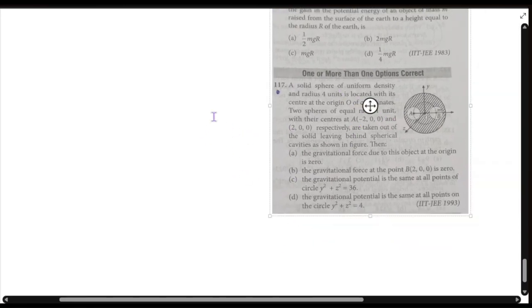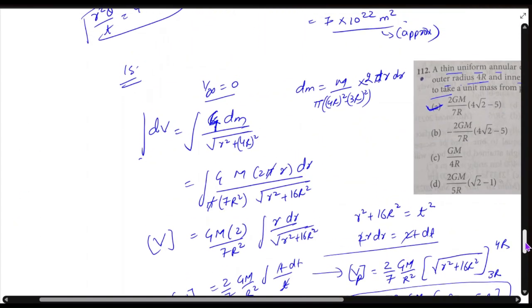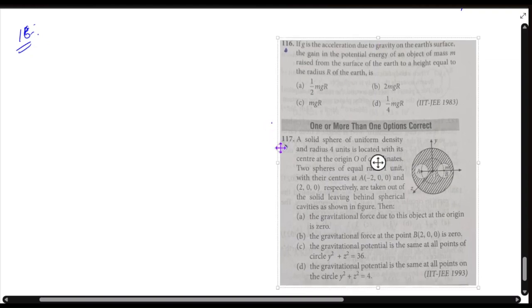Okay. So we have the 16th and 17th questions, both are here. Yes. So if g, let me stretch it a bit so that it will be visible.